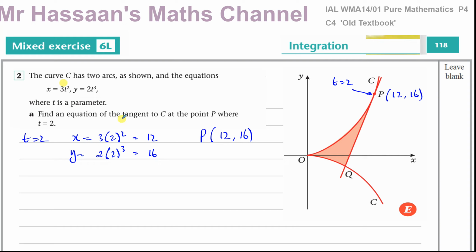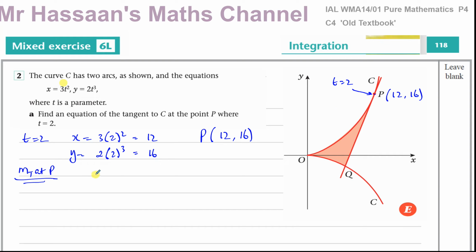Now, we want to find the equation of the tangent to the curve at the point P. The tangent has been drawn here for us. This is the tangent. It's a line which touches the curve at point P, but it doesn't cut through it, and it has the same gradient as the curve at point P. So the next thing we need to find is the gradient of the tangent at P.